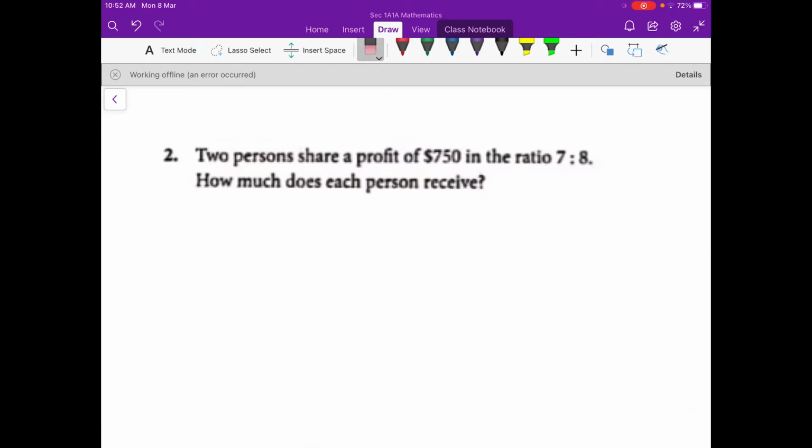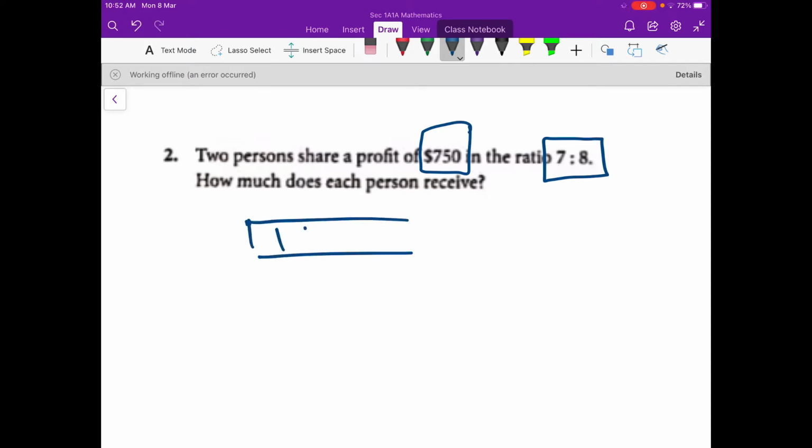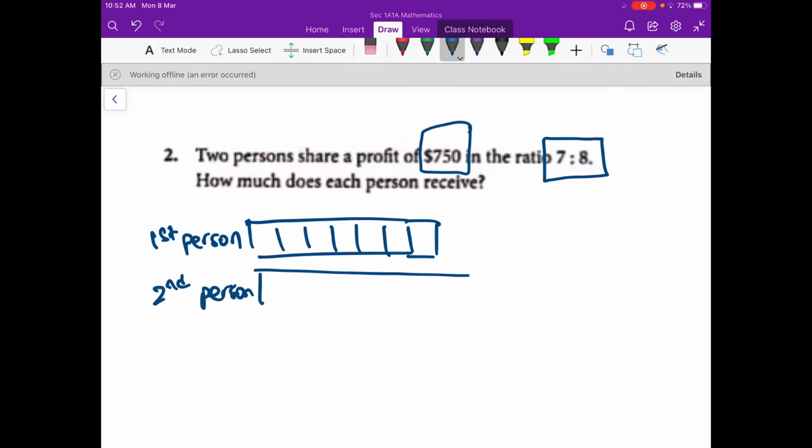So we start off with the total value of $750. That is divided into how many parts? There are a total of 15 parts. So in a model, this is what it looks like. 1, 2, 3, 4, 5, 6, 7. That is the first person. The second person actually got just 1 unit extra. 1, 2, 3, 4, 5, 6, 7, 8.